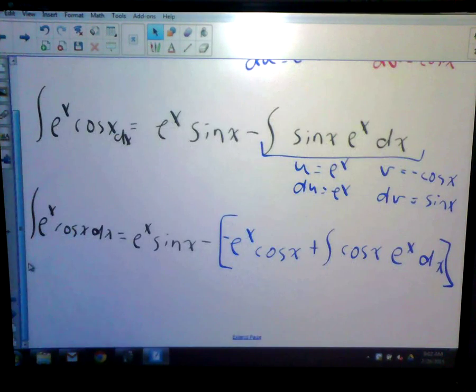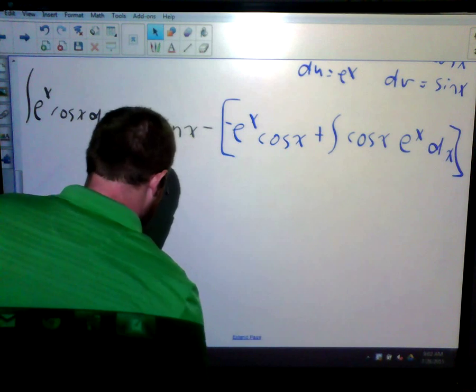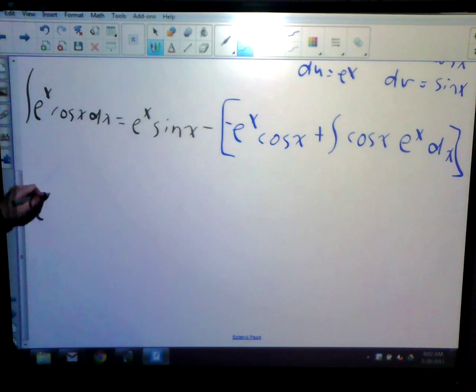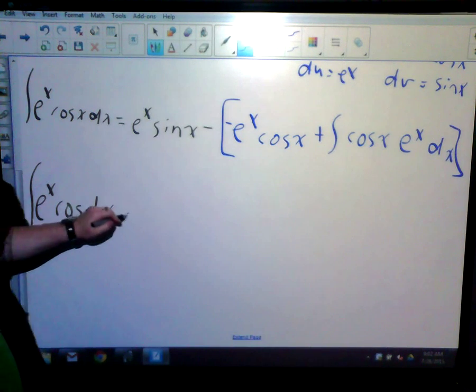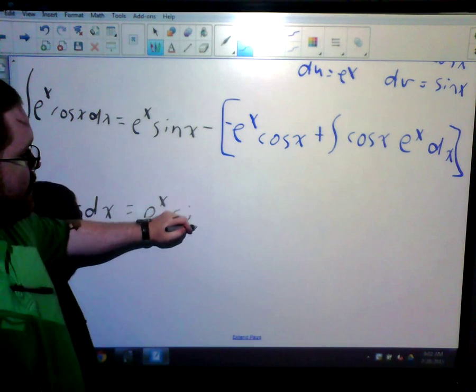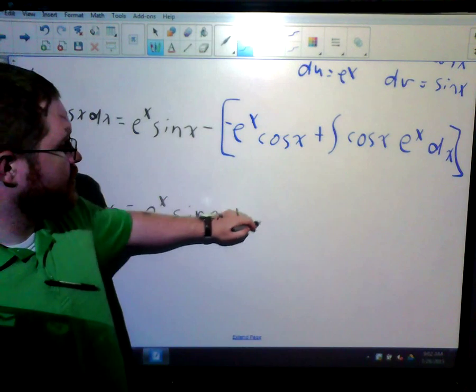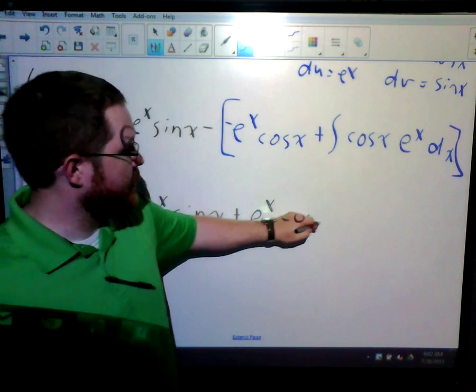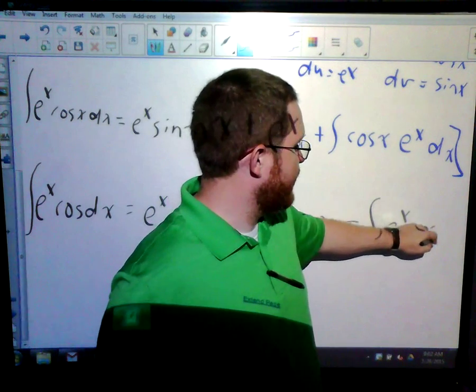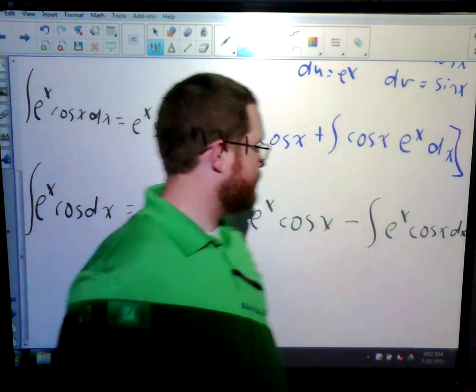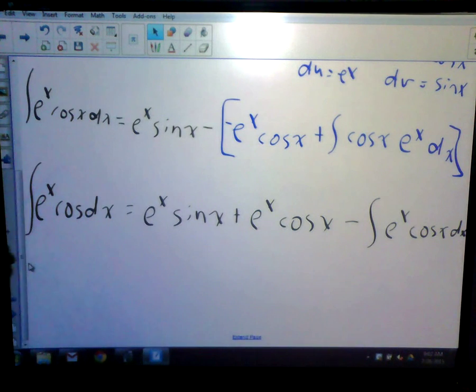But let's stop for a second and take a look at what my problem is right now. I've got the integral of e to the x cosine x dx. That's my original problem. It equals e to the x sine x plus e to the x cosine x minus the integral of e to the x cosine x dx. And no matter how many times I do this, I'm never going to cancel out the integral. So how in the world could I ever solve this?